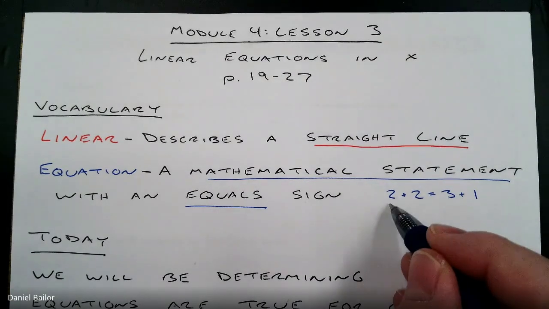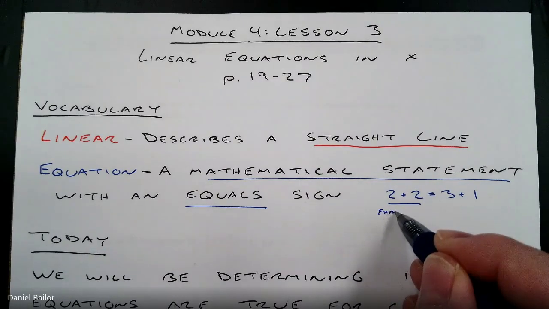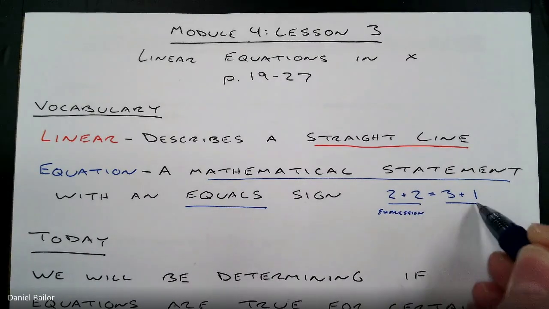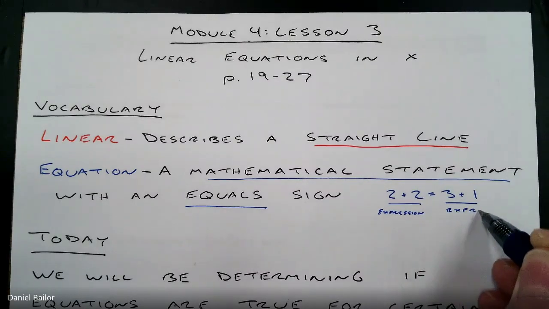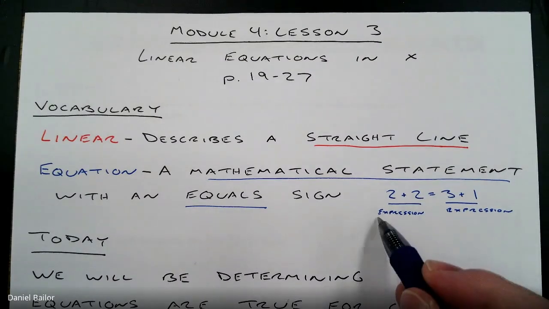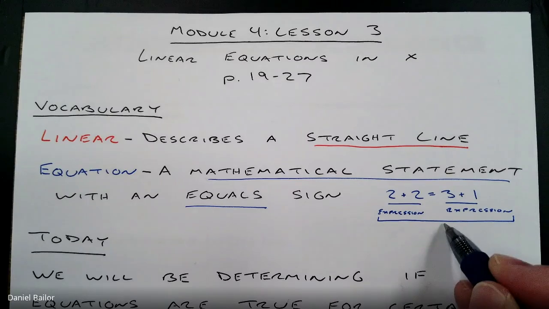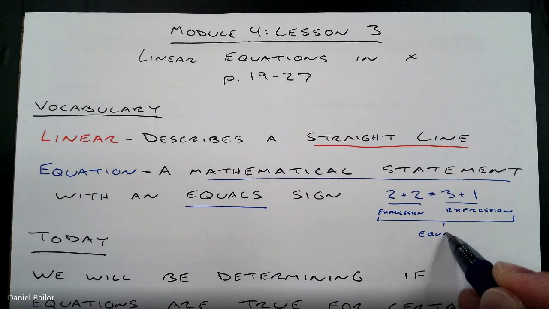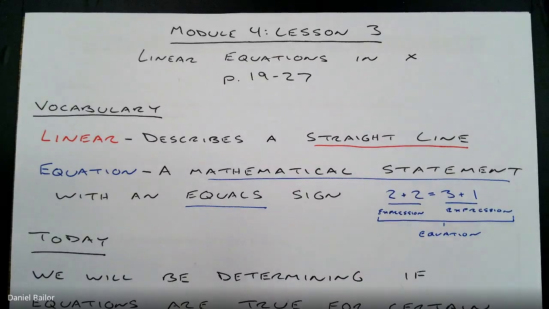So on this side, we have an expression. 2 plus 2 is an expression, and 3 plus 1 is an expression because they do not have equal signs. But when we take two expressions and put them together, that makes an equation. Two expressions that are equal is an equation. So when we have two expressions with an equal sign, that's an equation. So that's basic math vocabulary today. So we're going to use that knowledge.